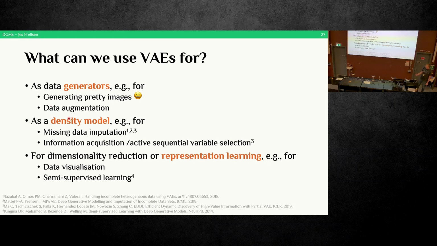We can use that as a density model. That could, for instance, be useful for doing missing data imputation. So if I've got a data set where there are some missing values, I could train a VAE on it, and then use the VAE to impute the missing values.